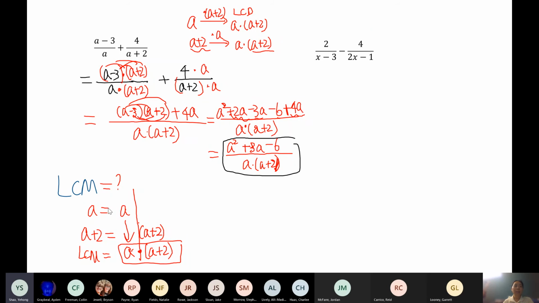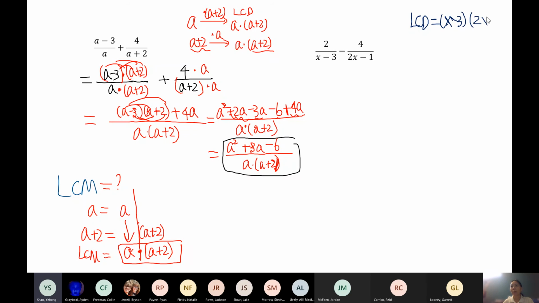Probably you already kind of can get the idea from the first example. a is not factorable. a plus 2 is not factorable. If neither of them is factorable, the LCD would just be the product of them. The same way, x minus 3 is not factorable, similar to a plus 2. 2x minus 1 is not factorable either. And so the least common denominator is going to be x minus 3 times 2x minus 1.